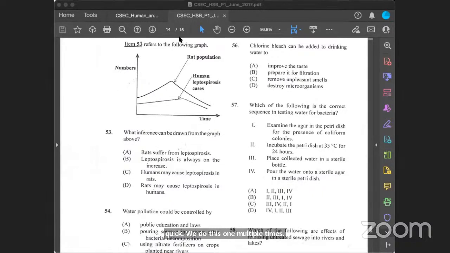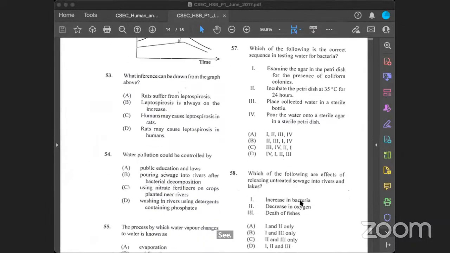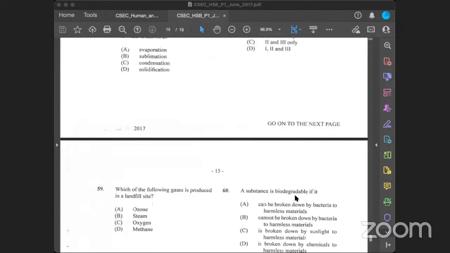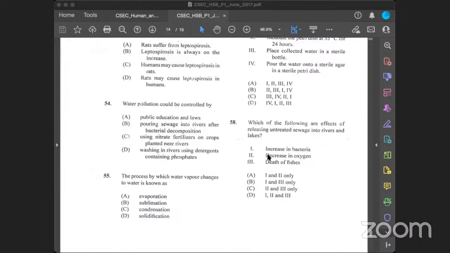I guess not. All right, so what happened? Well, C. Collect the water, pour in a sterile, incubate, count the growth. C. 58, all of them. All of them.